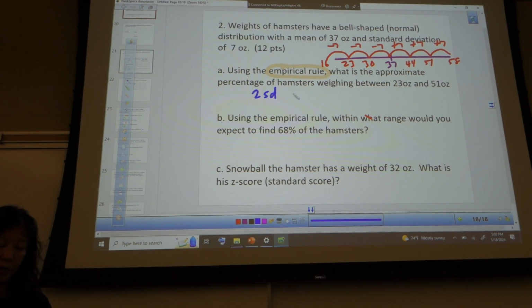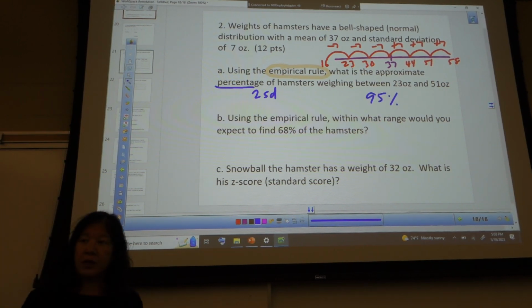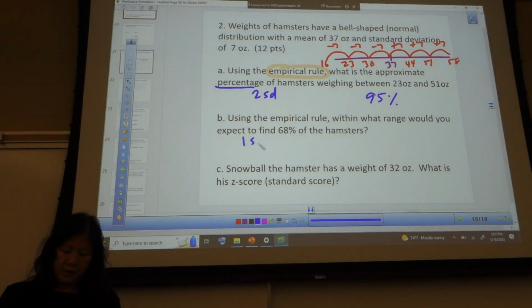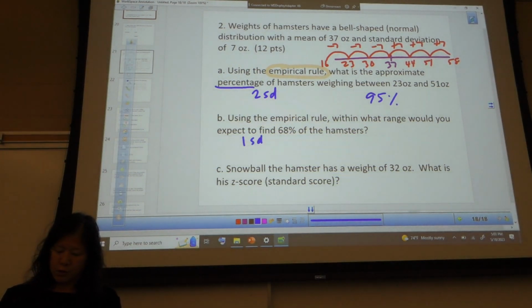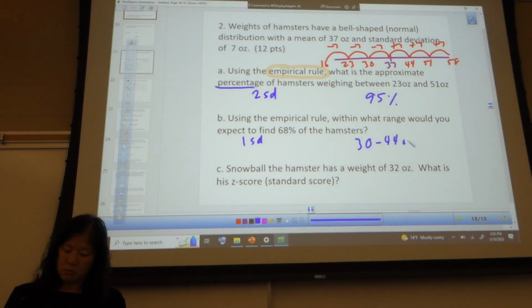That is not the answer. The answer is a percentage. So what percentage goes with 2 standard deviations? 95%. And then 68% should be within 1 SD. So yep, that's 30 to 44 ounces. Good.